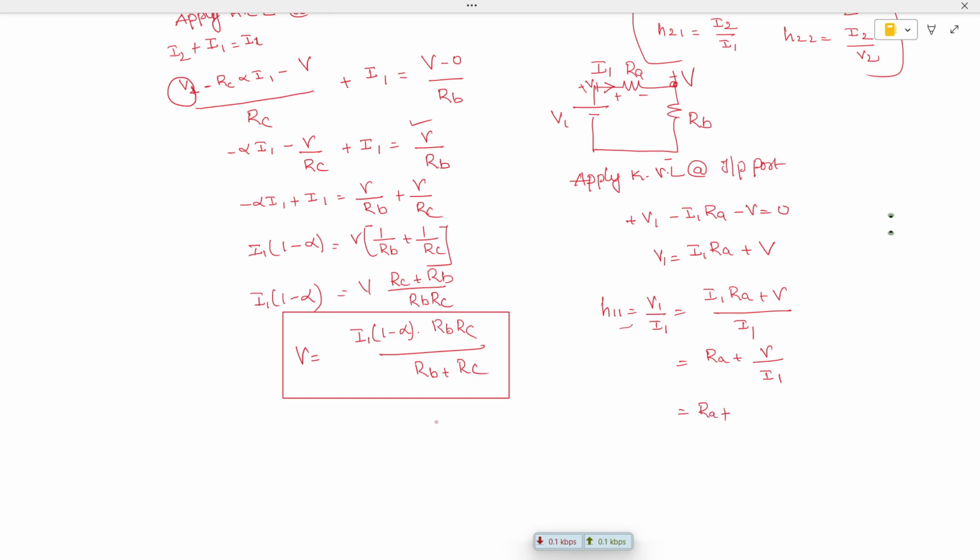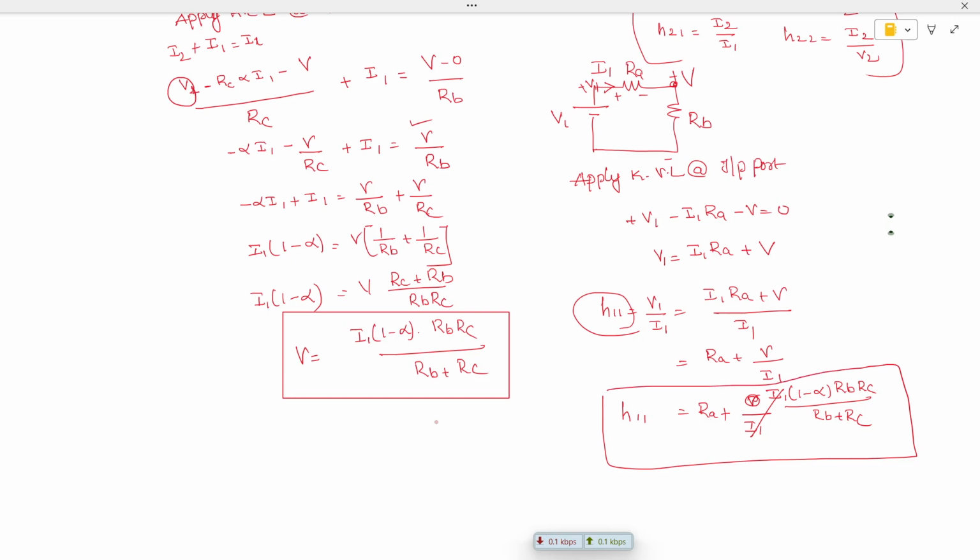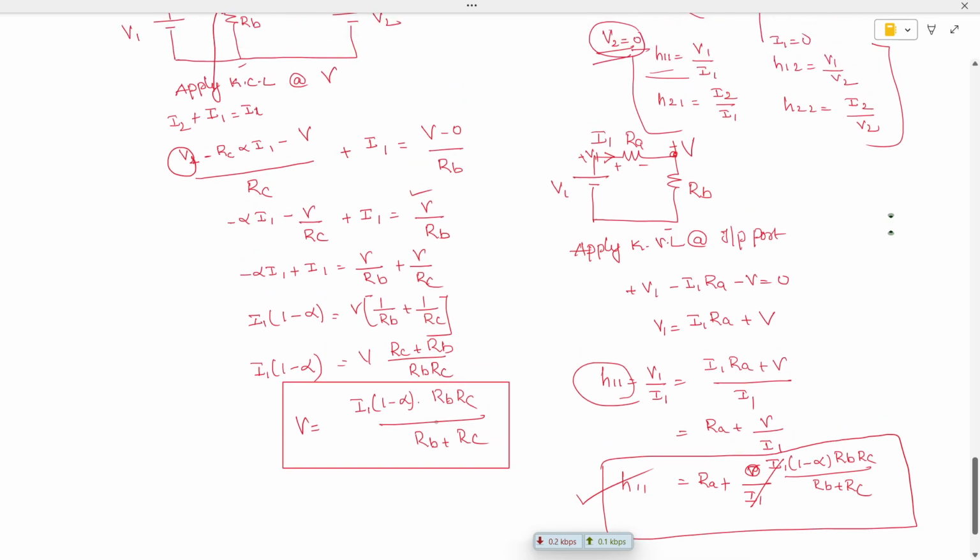You see here, H11 should not have any other terms other than V1, I1. So here we are having V by I1. So this is I1. How to write down V value? So V value we can write down as I1 into 1 minus alpha RB RC divided by RB plus RC. So I1 will get cancelled. This will be the value of H11, which doesn't have V1 I1. So this is how we will find H11.